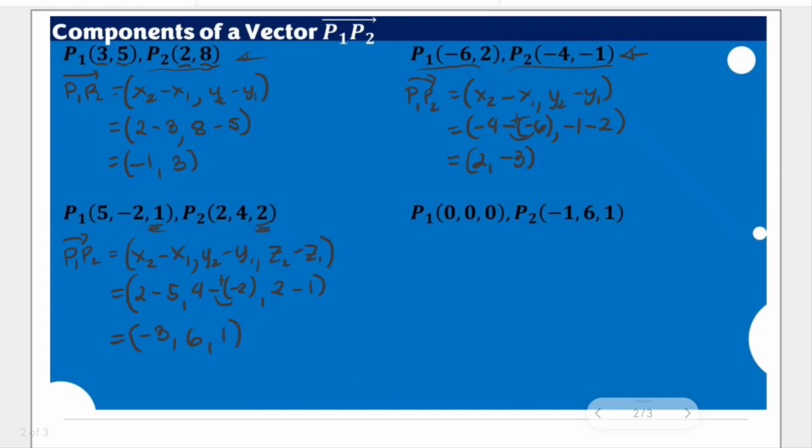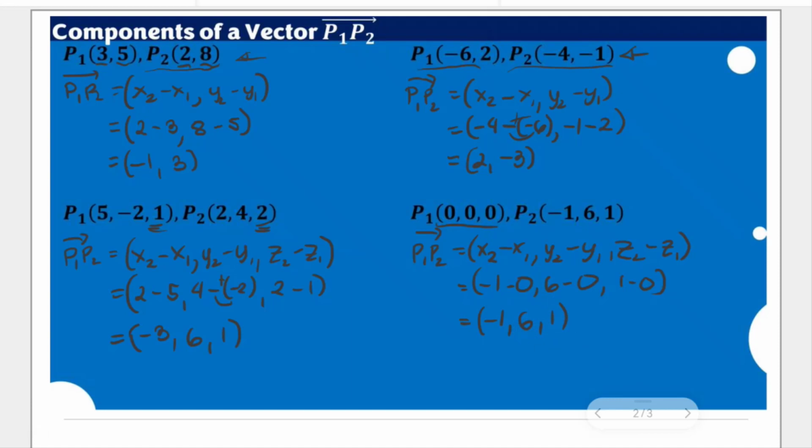you have here 1. And finally, for the last, you will have here the same formula, x sub 2 minus x sub 1, y sub 2 minus y sub 1, and then you have z sub 2 minus z sub 1. So you have negative 1. Of course, these are all part of the 0 vector, minus 0, 6 minus 0, 1 minus 0. So you will have the same values, negative 1. You have 6 and 1 for our result.